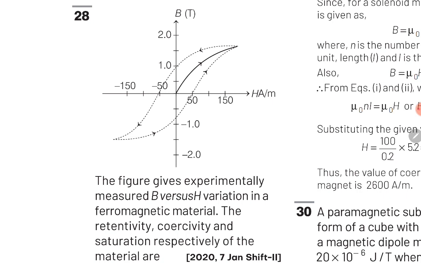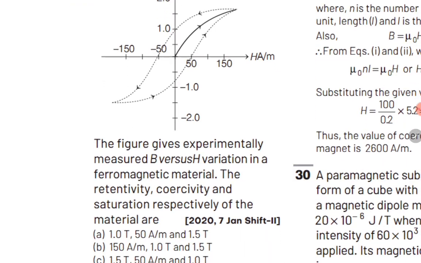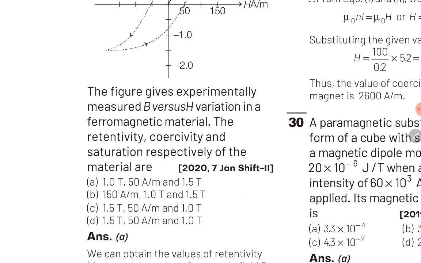Besides that, guys, saturation is the maximum value of magnetization that is present in the material. So if you look at the graph, this maximum value is 1.5 Tesla. So guys, the correct answer for this question will be option A. Retentivity is the value of B when H is 0. So this value is 1 Tesla.